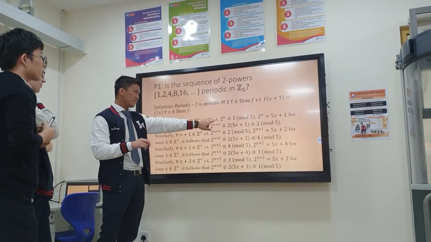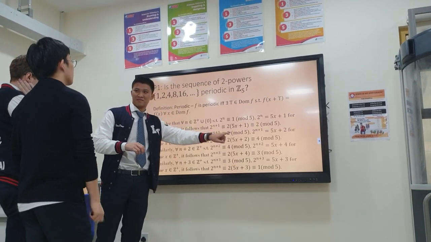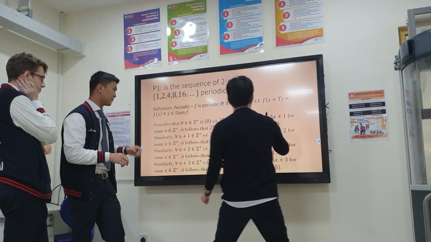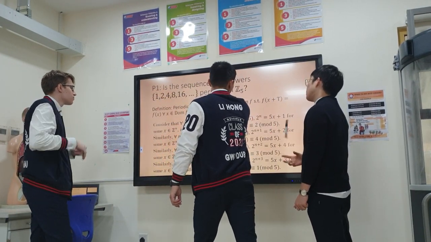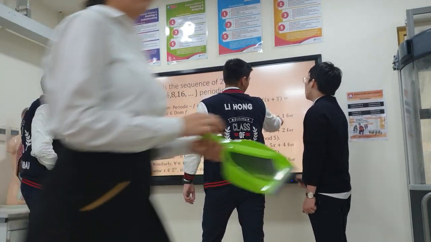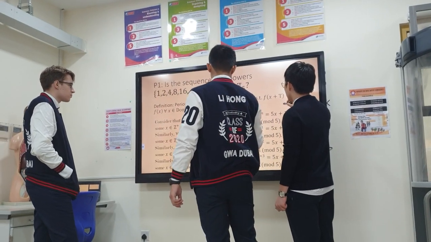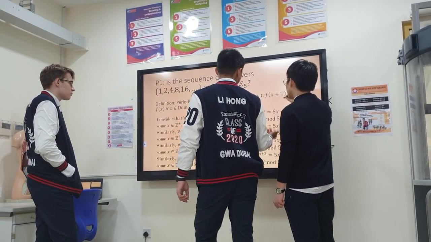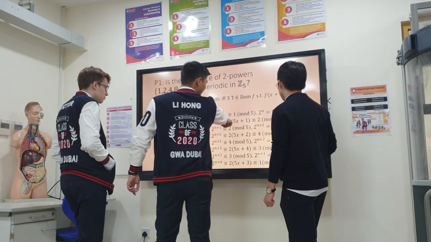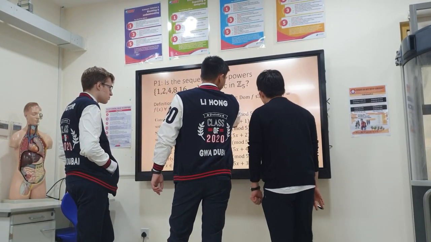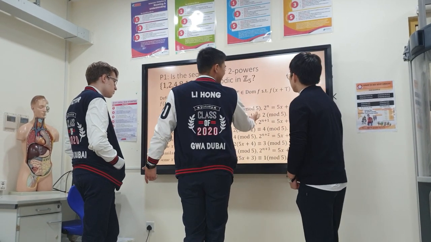This is by definition, right? Because if it's equal to 1 mod 5, then it has to be equal to 5x plus 1. Yeah, m plus n equals... So 2 times 5x is 10x, so that cancels out.